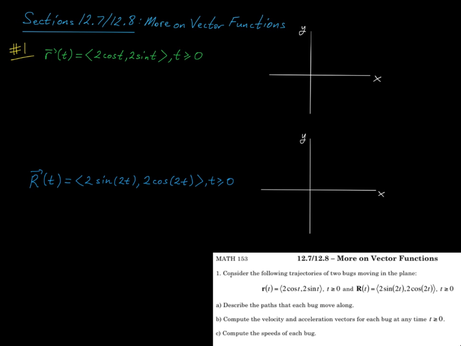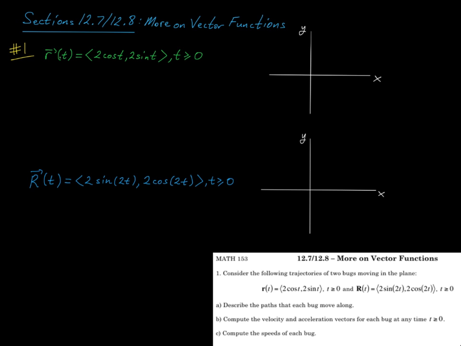It says, consider the following trajectories of two bugs moving in the plane. For little r of t, it's 2 cosine t comma 2 sine t, and t is greater than or equal to 0. And capital R of t, that's 2 sine 2t comma 2 cosine 2t, and again t is greater than or equal to 0. Now part A says to describe the paths that each bug move along.